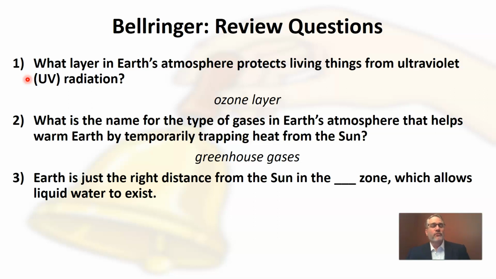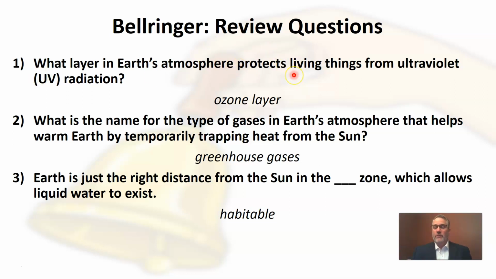And here's our final review question today. Earth is just the right distance from the sun in the blank zone, which allows liquid water to exist. So when we looked at life in space, hopefully you remember that there was a diagram where we had one planet that was very close, one planet that was very far, and one planet that was just the right distance from the sun. And the name of the zone that it was in was, of course, the habitable zone. I did also share with you, and some of you may have thought of this answer, the Goldilocks zone. So that would also be a correct answer.